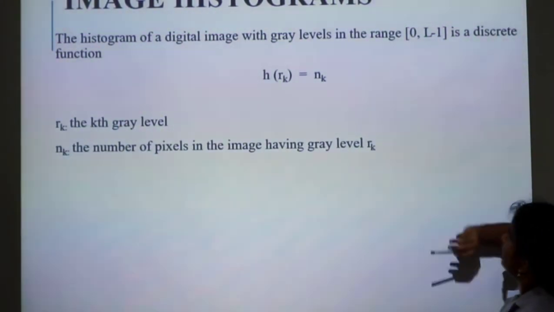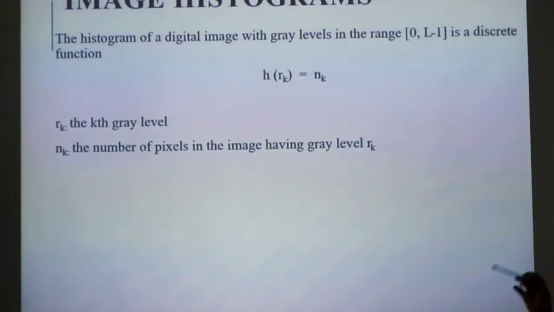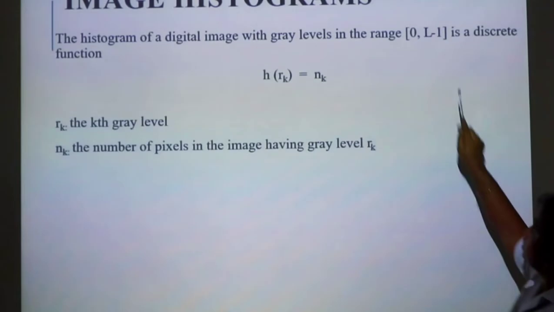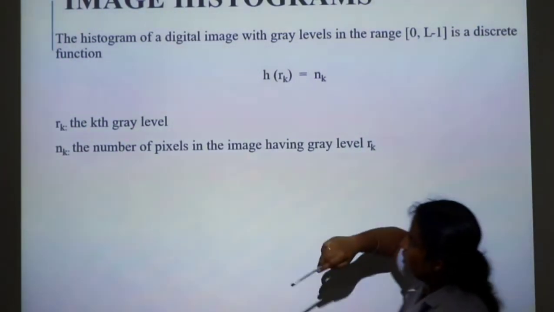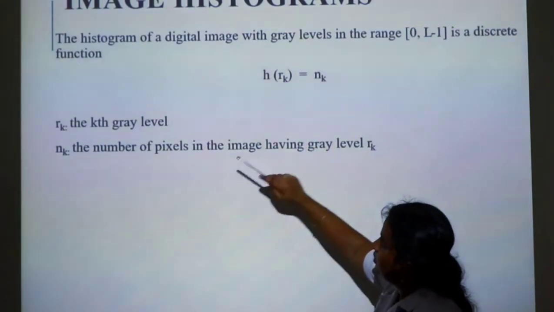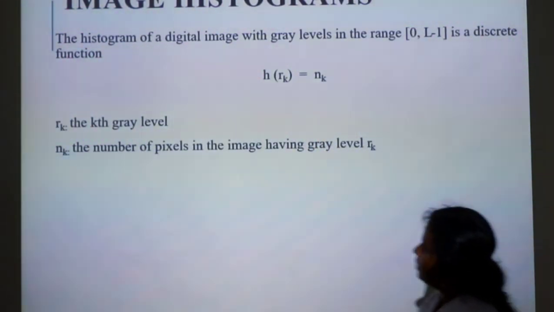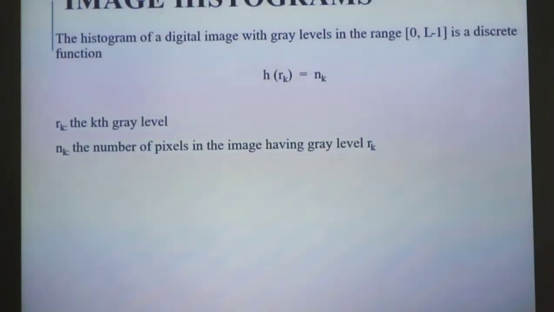So, 8 number values occurred. L means the number of pixel values, and the highest value of L is 8. 8 minus 1 means 7, so 0 to 7 is a discrete function. So, h of rk is equal to nk, where rk means the kth gray level value and nk means the number of pixels in the image having gray level rk.